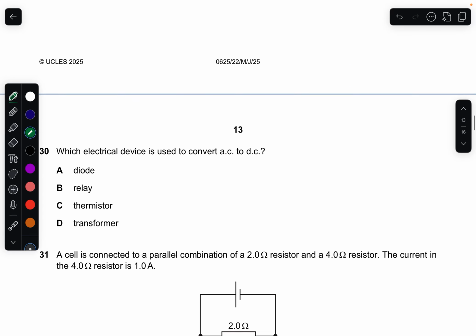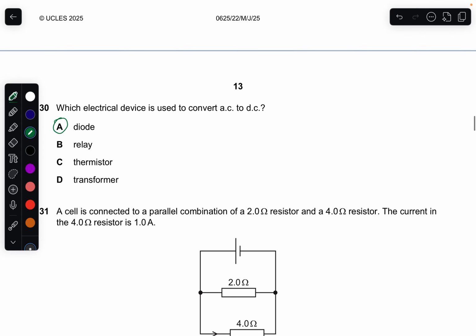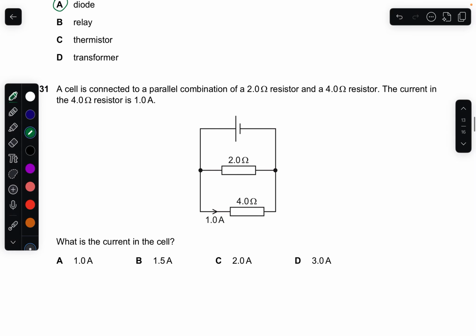In question 30, which electrical device is used to convert AC into DC? It's a pretty easy question. It's the diode. A cell is connected to a parallel combination of a 2 ohm resistor and a 4 ohm resistor. The current in the 4 ohm resistor is 1 ampere. What is the current in the cell?